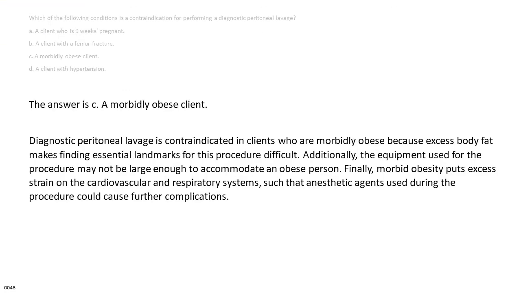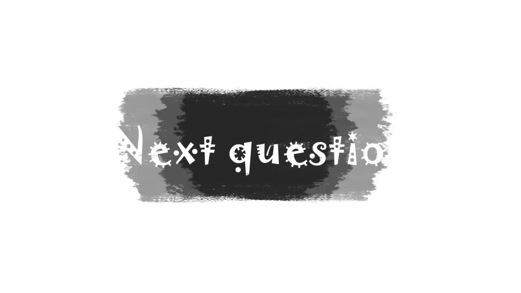The answer is C. A morbidly obese client. Diagnostic peritoneal lavage is contraindicated in clients who are morbidly obese because excess body fat makes finding essential landmarks for this procedure difficult. Additionally, the equipment used for the procedure may not be large enough to accommodate an obese person. Finally, morbid obesity puts excess strain on the cardiovascular and respiratory systems, such that anesthetic agents used during the procedure could cause further complications.